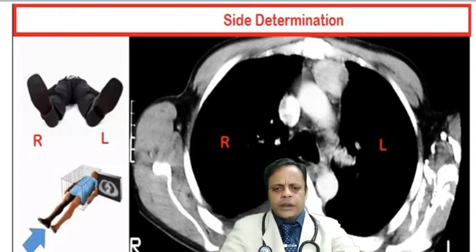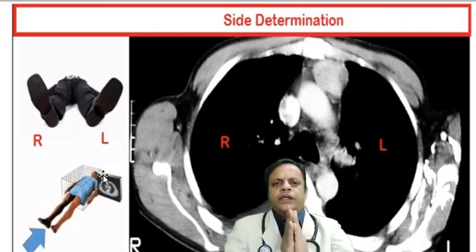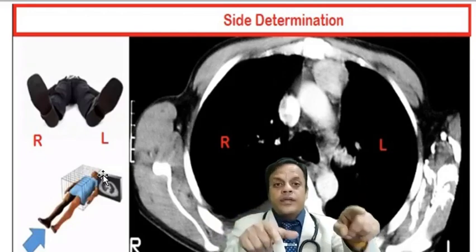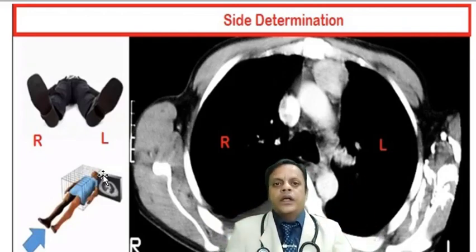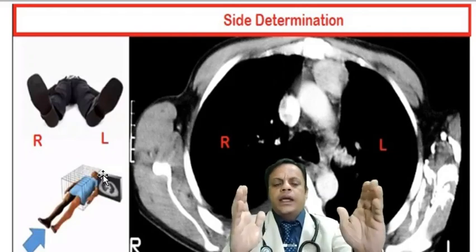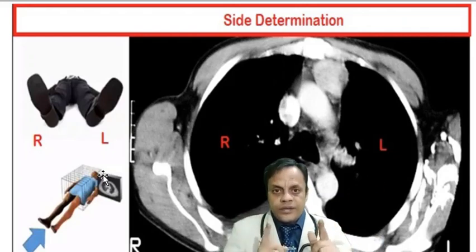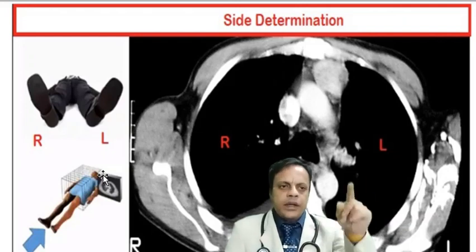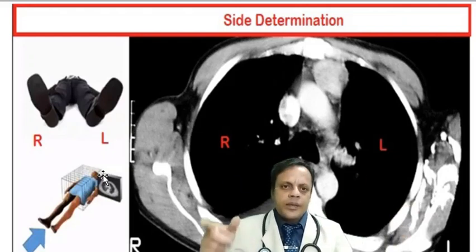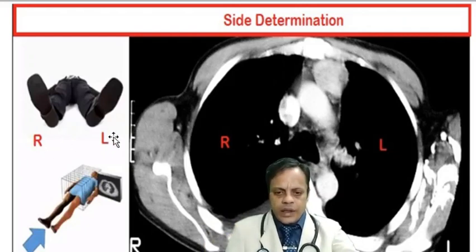So next is site determination. Site determination is also important, although nothing much rocket science about this. Just imagine the patient is lying in front of you, facing his feet toward you, lying in a CT scanner. So your right will be his left, and your left will be his right. On the CT we can make out this is the left side and this is the right side.